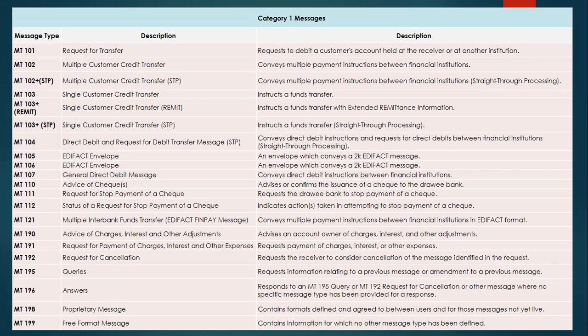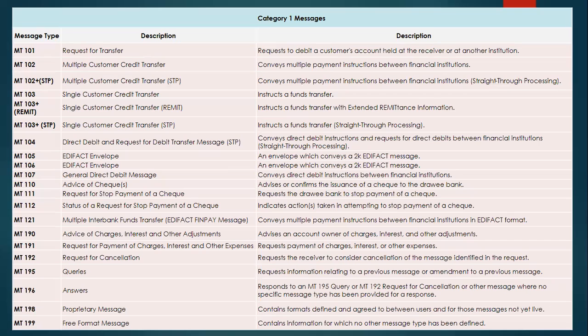All right. Then we have MT104, which is basically used for direct debit and request for debit transfer messages. This kind of message you would see when a direct debit is being set up. Again, for this, you need to provide the mandates. Once the mandate and mandate ID are in place, every month, if you want to make a bill payment, you can set up a direct debit or EMI payments, and there are multiple business use cases.